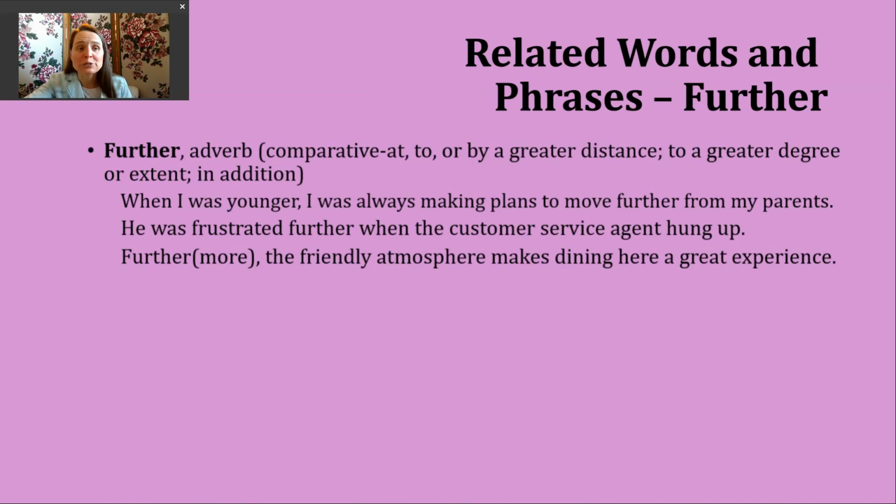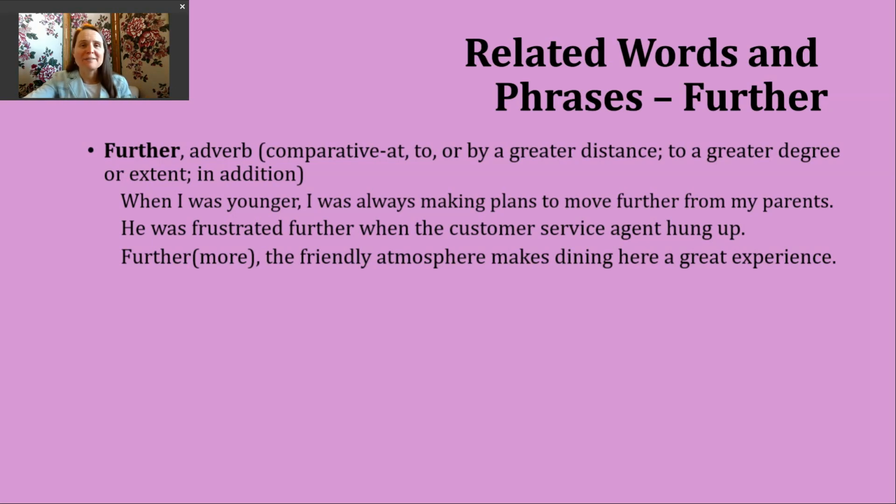And the first word we're going to start with should look very familiar, right? It's got the exact same spelling and it's got the exact same pronunciation. The word further can be used as an adverb. And when it gets used as an adverb, one way you might hear it is in the comparative form.